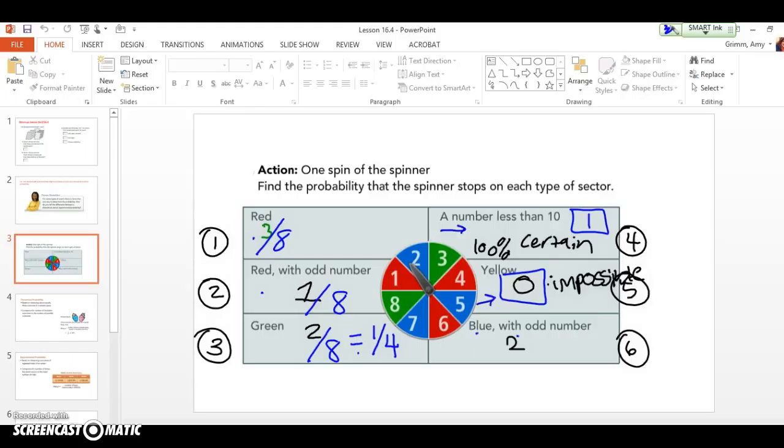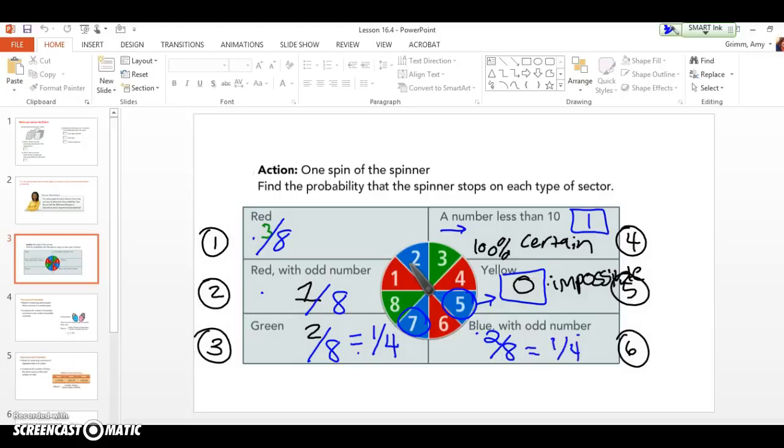What about blue with an odd number? 2 out of how many? 3. Out of 8, right? Because here is blue odd. So it's 2 out of 8, which is 1/4. That means you have a 1 in 4 chance of getting that.